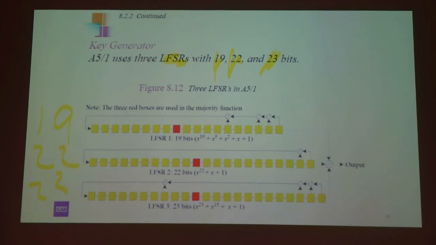The LFSR has a seed. So the seed is coming from where? From the secret key. So the first 19 bits will be the seed for the first one, and the next 22 bits will be the seed for this one, and the next one will be the seed for this one, right? So if you add 19 plus 22 plus 23, how much? 64. These are the bits, right?